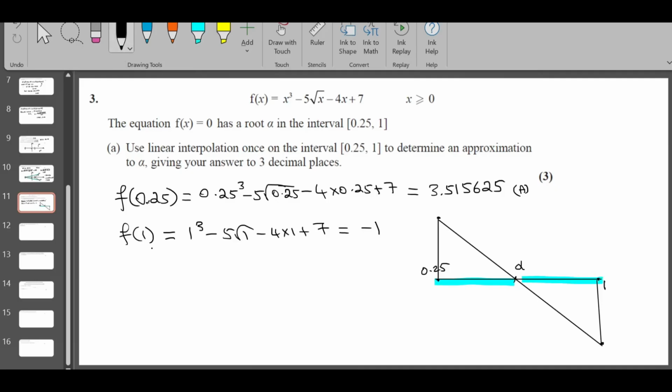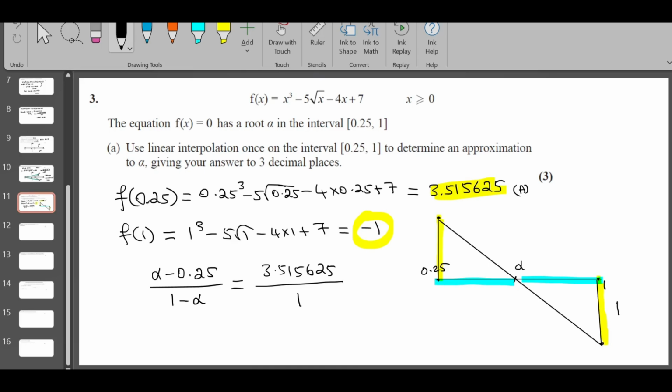This length divided by this length. That means alpha minus 0.25 divided by 1 minus alpha. That's the length, right? Length of these two line segments, correct? Will be equal to this length, which will be 3.515625 divided by this length. The value of the function is minus 1, but the length is positive 1. You cannot take it as a negative, right? Now you need to make alpha the subject. Cross multiply, make alpha the subject.